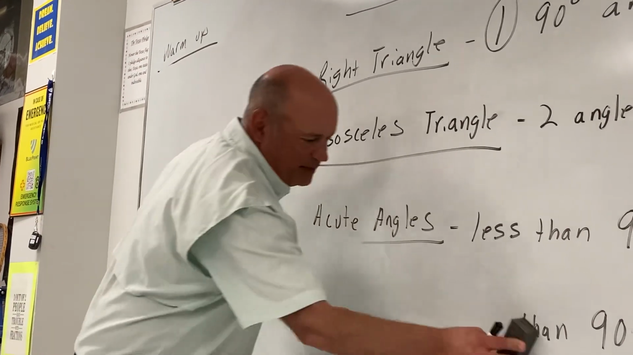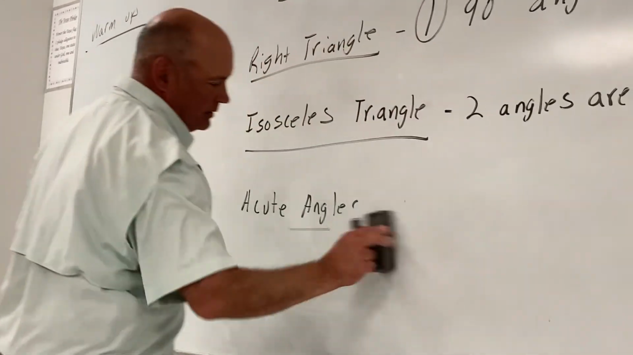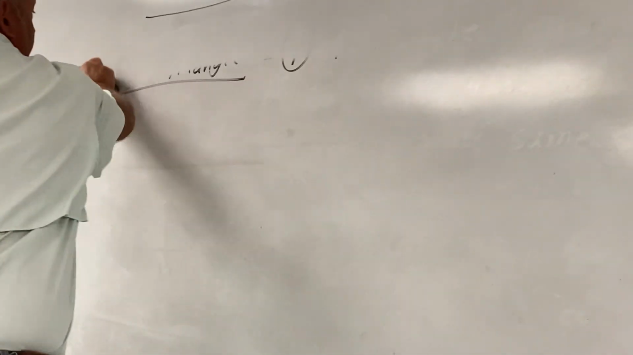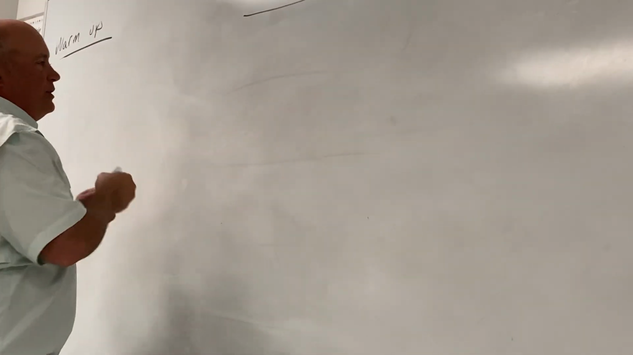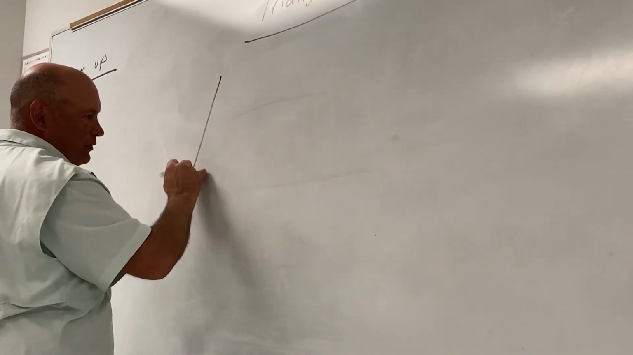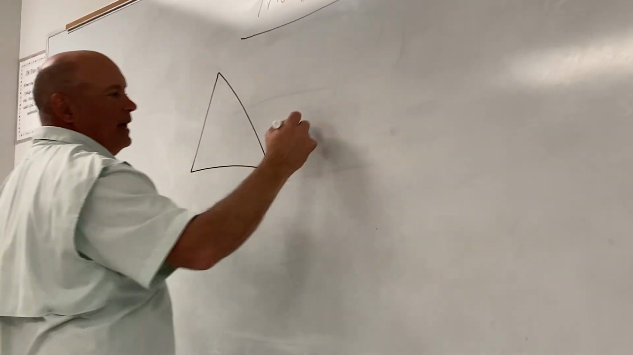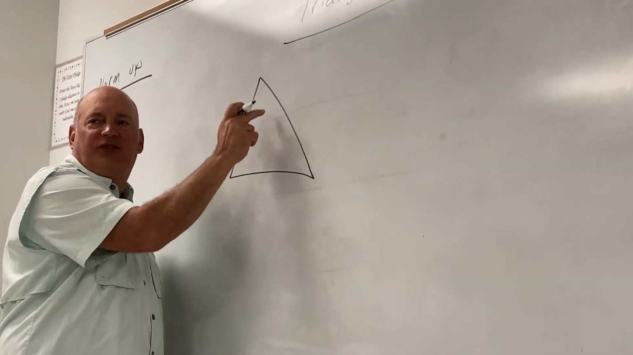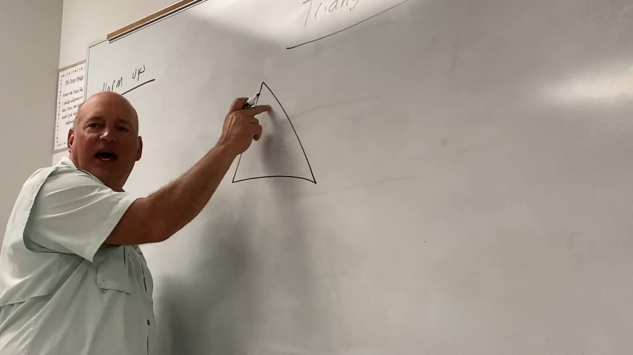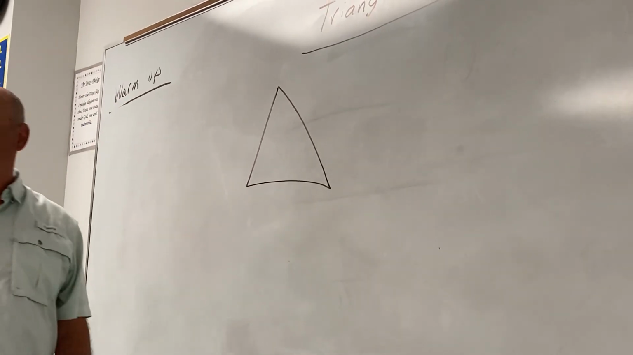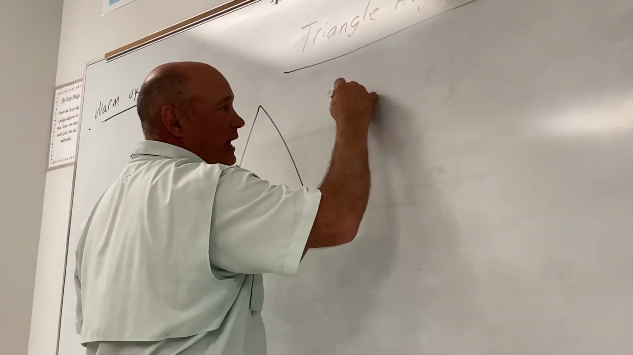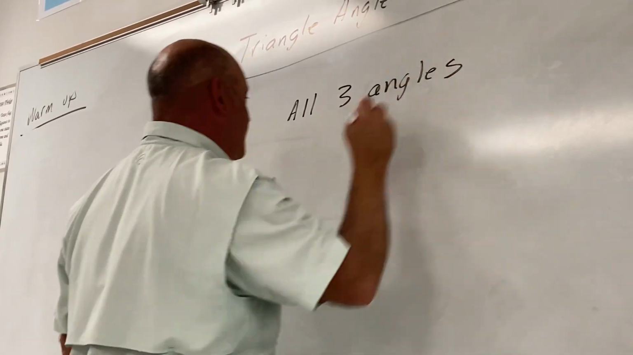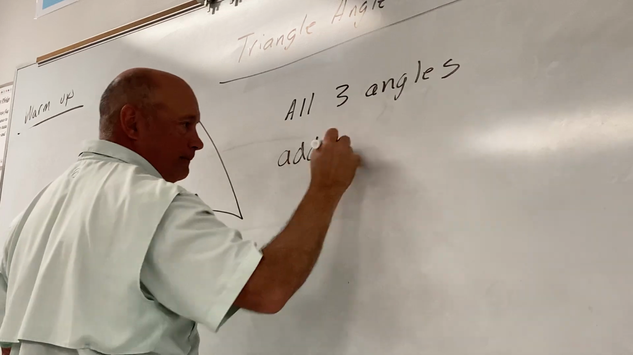Now you may see some of these today in the lesson. Now you know exactly what they're talking about. All right, let's talk about all triangles. How many degrees do the three angles inside a triangle have to add up to? 180 degrees. All three angles add up to 180.